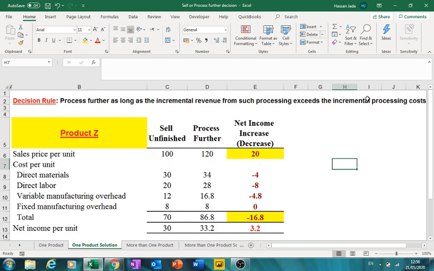This is the first example about one product case of sell and process further. The next video will continue with more than one product. Thank you.